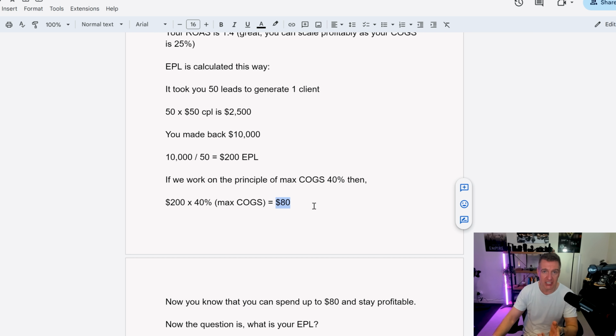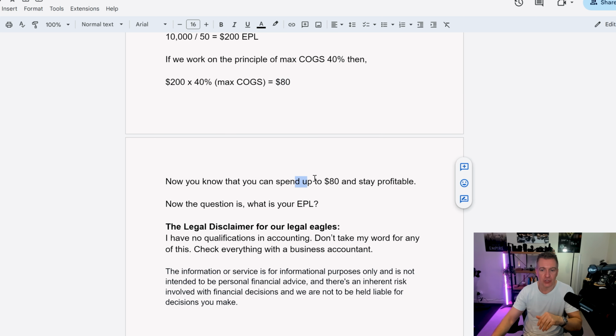So now you can go into Facebook and you can create a rule. If cost per lead is more than $80, turn off the ad. So you're covered, right? So now you know you can spend up to $80 and stay profitable. Now the question is, what is your EPL? And I'll invite you to go through this, to start looking at all your numbers, look at your P&L, get that pen out, and start working out what is your EPL. And that answers your question, how much should you spend on a lead? Anything below that 40% of that EPL.